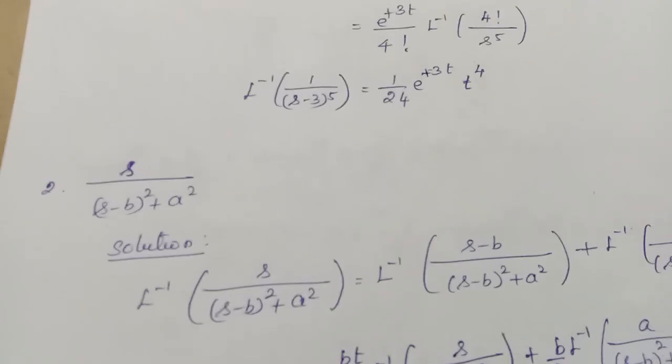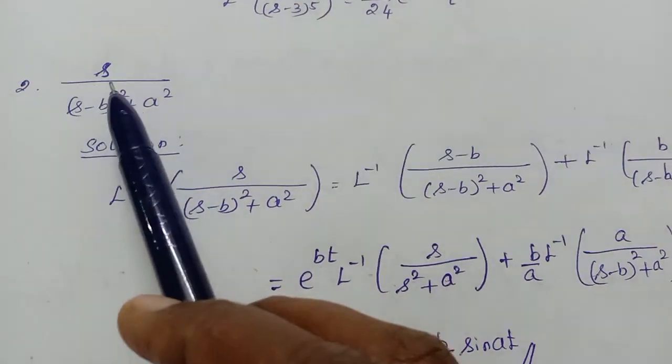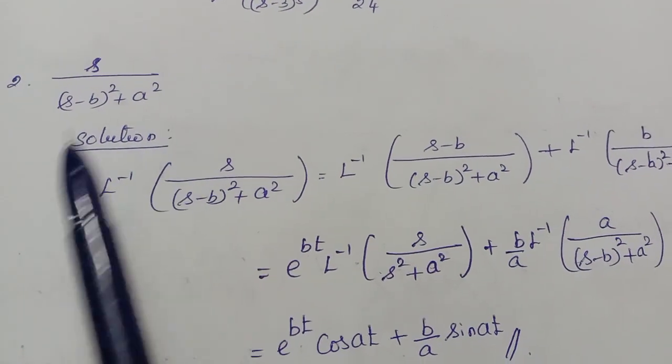Okay, next, second problem, s by s minus b the whole square plus a square.